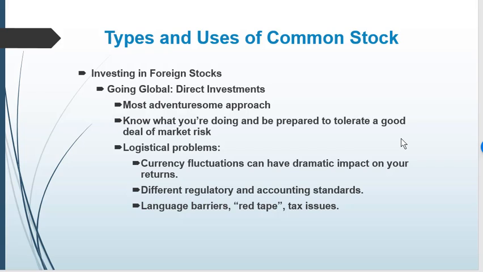So how can you invest in foreign stocks? One of the ways you can do it is by some type of direct investment. Actually go to the Nikkei exchange and buy stocks right from the exchange. There's a great deal of risk involved with this. Logistically, there are many issues. There's red tape. You have to deal with tax issues. Regulatory and accounting standards are going to be different. You have to worry about how currency changes.